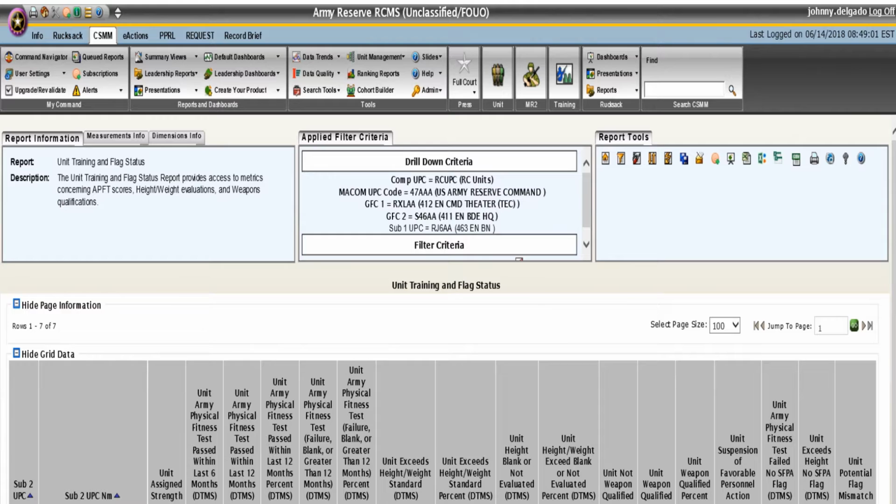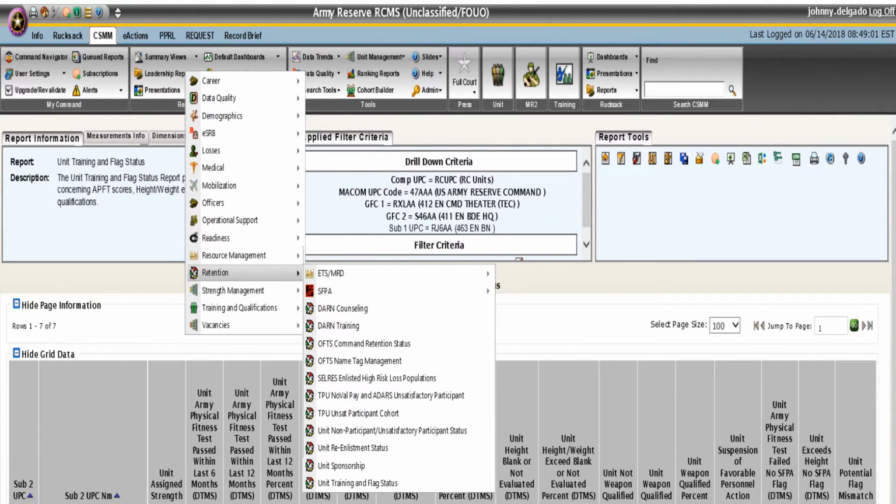So again, just to review and recap, a lot of good information, a lot of self-explanatory information on this one. But this is where it's located right here, this unit training and flag status. You should be monitoring this very closely, and it should be very second nature for you to get there.